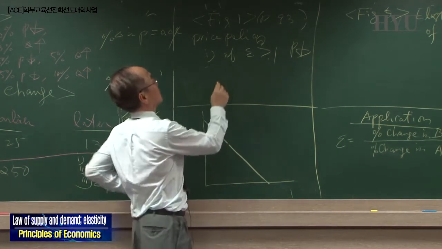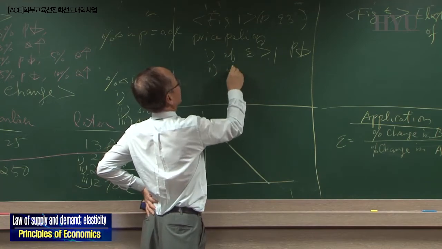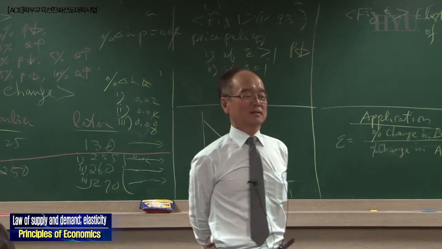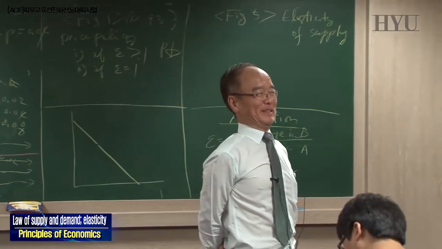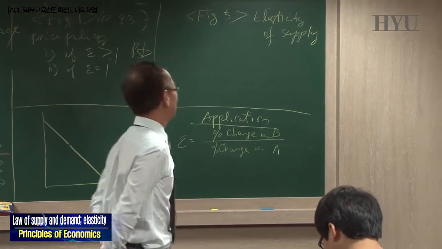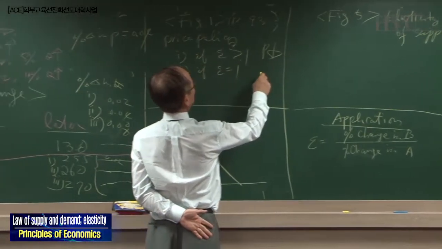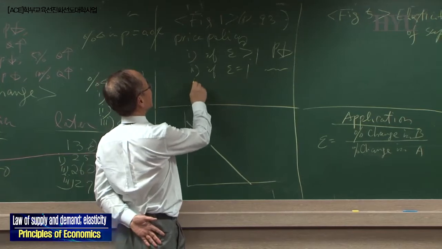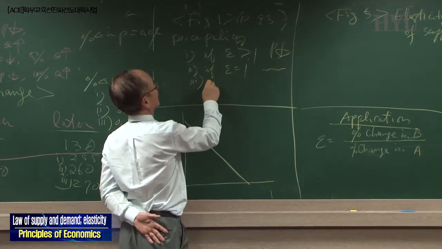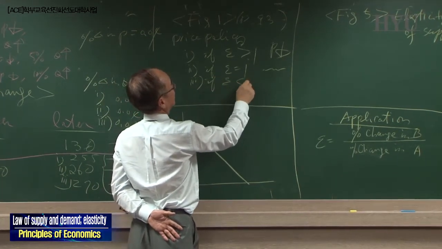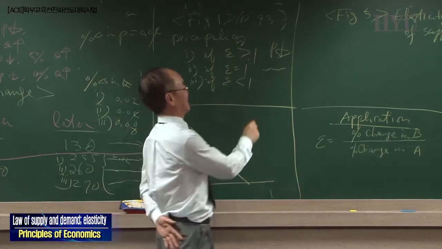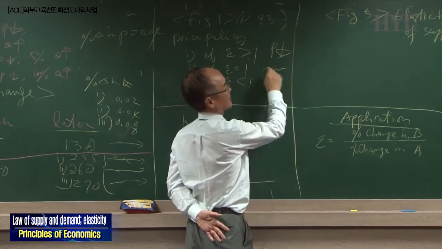Then second, if E equals 1, stay at the status quo, so to speak. The current situation. You keep the current situation, doing nothing. If E is smaller than 1, price increase. Price increase. Okay.